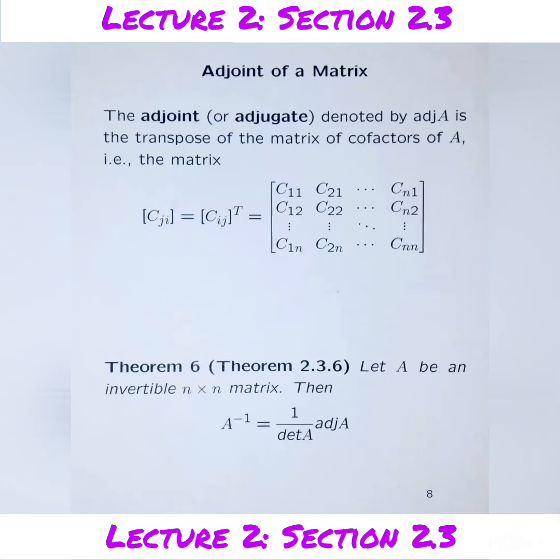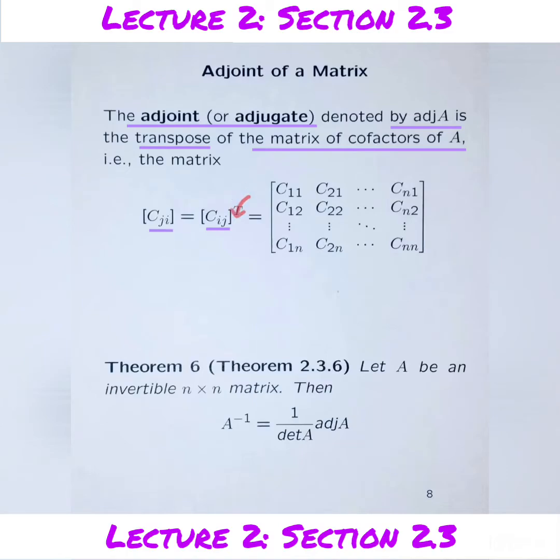Alright, that brings us to the adjoint of a matrix. So what is the adjoint of a matrix? It's also called the adjugate. It's denoted by adj(A), and it is simply the transpose of the matrix of cofactors of A. So what you do is you take the matrix A and you work out the cofactor for each entry in that matrix. And then you form a matrix where the entries are the cofactors that you worked out, and then you take the transpose of this matrix, and that is the adjoint.